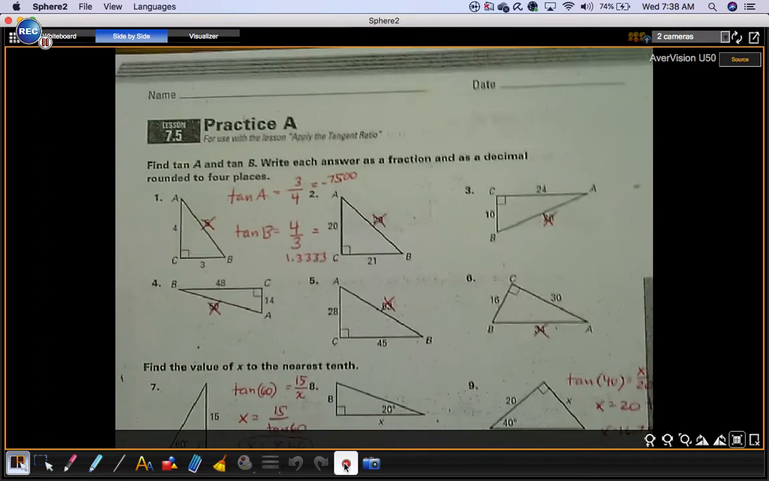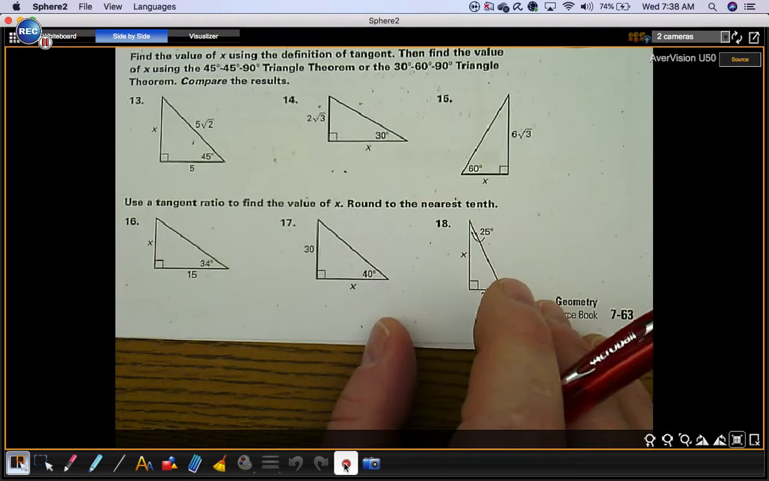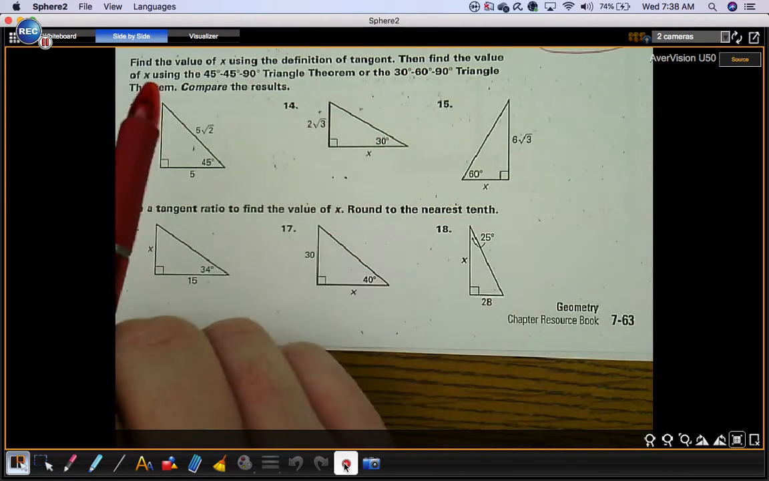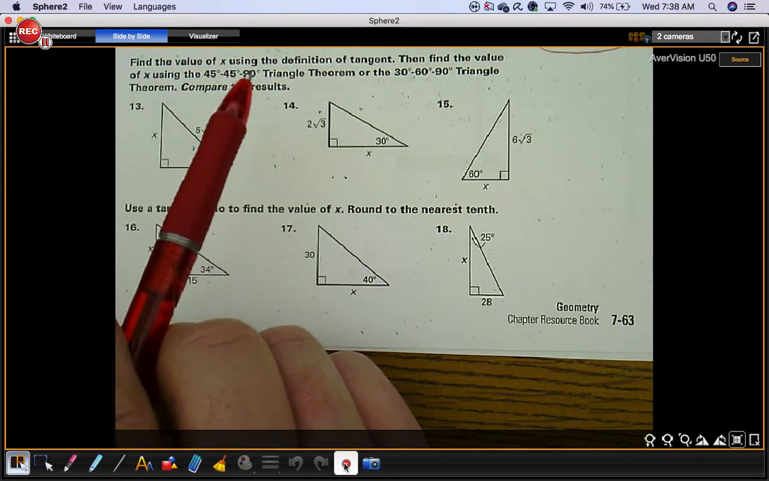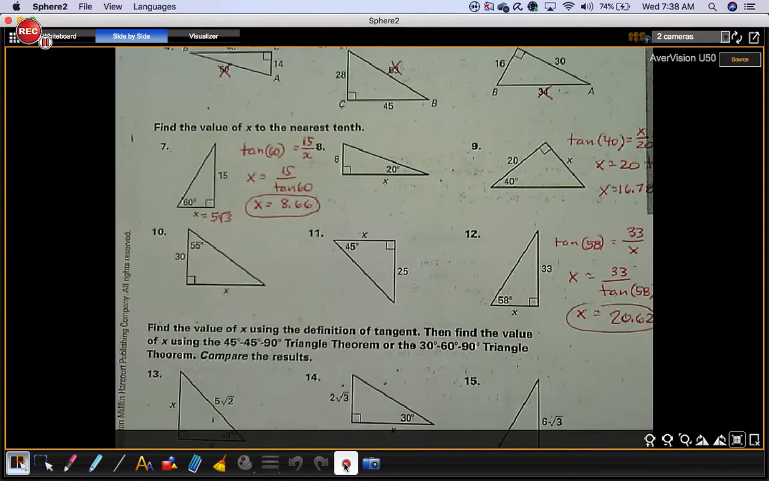This is section 7.5, practice A. We're going to find the value of x using the definition of tangent. Then we're going to find the value of x using the 45-45-90 triangle theorem, or the 30-60-90 triangle theorem. Compare the results. So it's basically just like this problem we did up here.